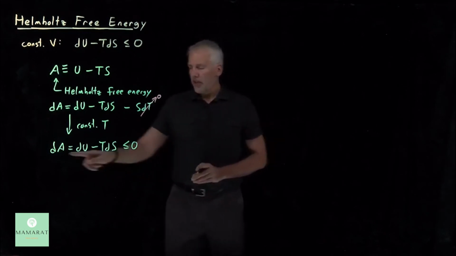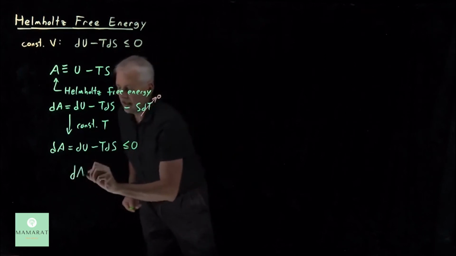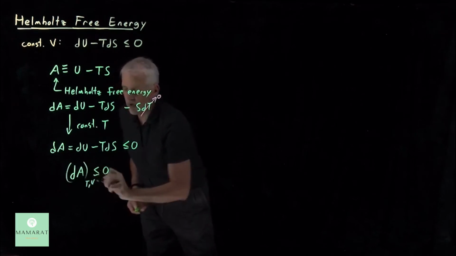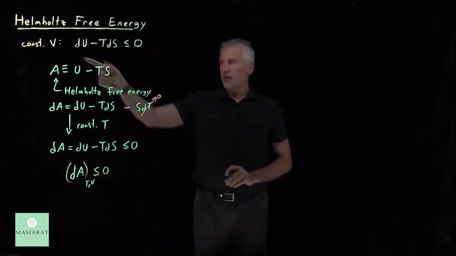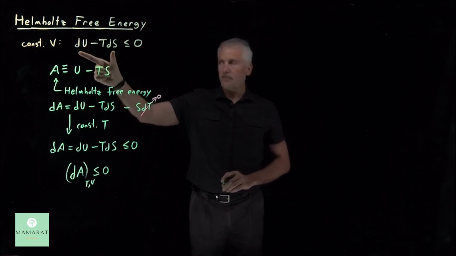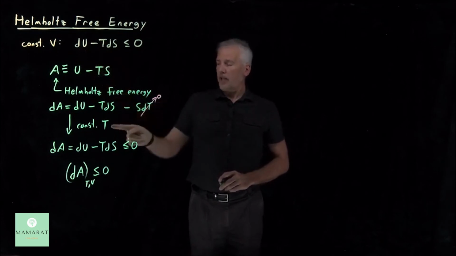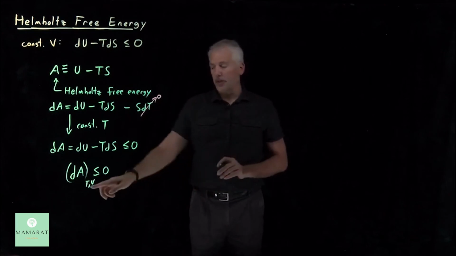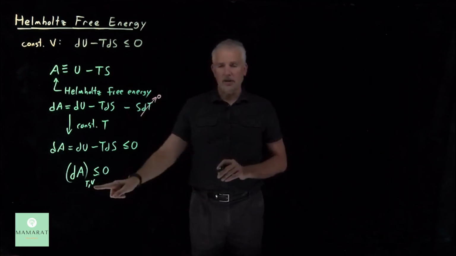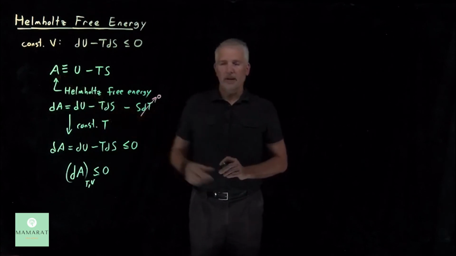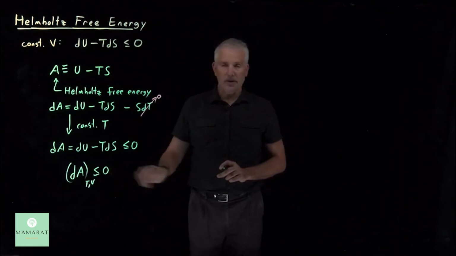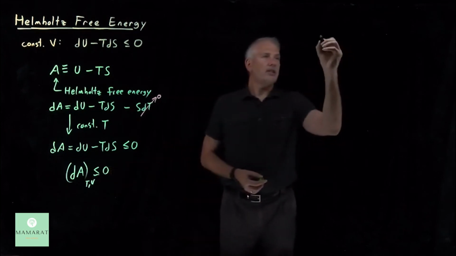So we've learned that dA must be less than or equal to 0 if we're doing the process at constant temperature and volume. Constant volume, so that this expression is correct. Remember, that was because we needed the PV work to be equal to 0. And constant temperature, so that this term, the S dT term, disappears. So under these fairly restricted conditions, if I do something at constant temperature and constant volume, and the change in this new quantity that I've defined, the Helmholtz free energy, is negative, the process will be spontaneous. In fact, I'll write these conditions over here.